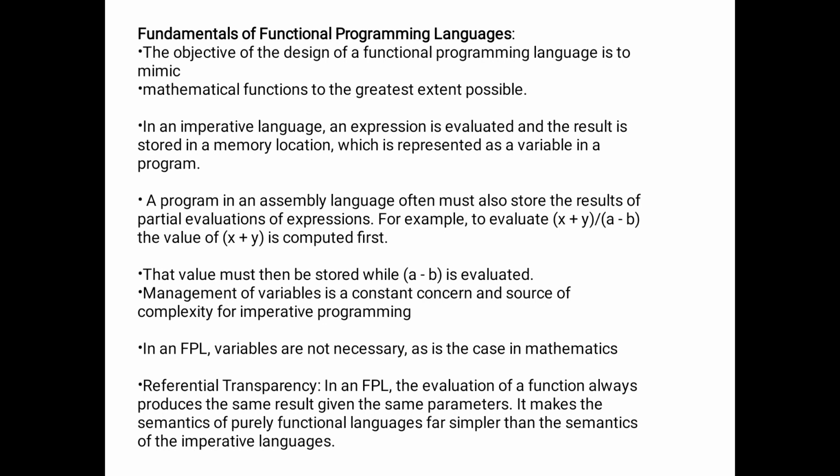Referential transparency. In a functional programming language, the evaluation of a function always produces the same result given the same parameter. It makes the semantics of purely functional languages far simpler than the semantics of the imperative languages.